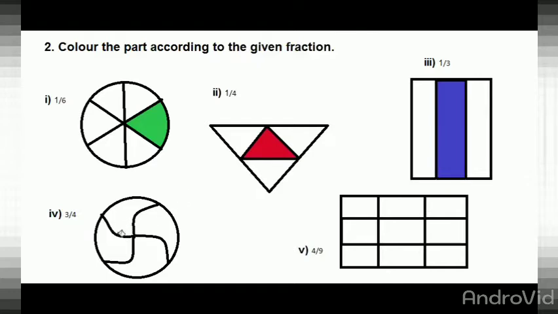Next says 3 over 4. So we have to paint 3 out of 4. This is what we are doing in these fractions. Last one says 4 over 9. There are a total of 9, and we are going to paint 4 out of them. You can paint any of them as we stated earlier.